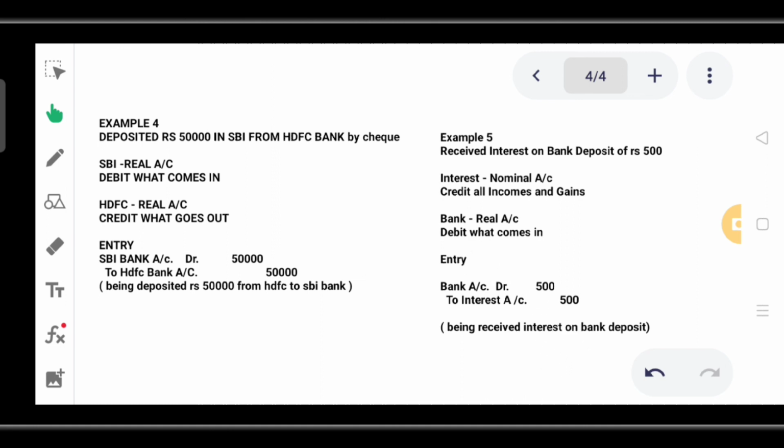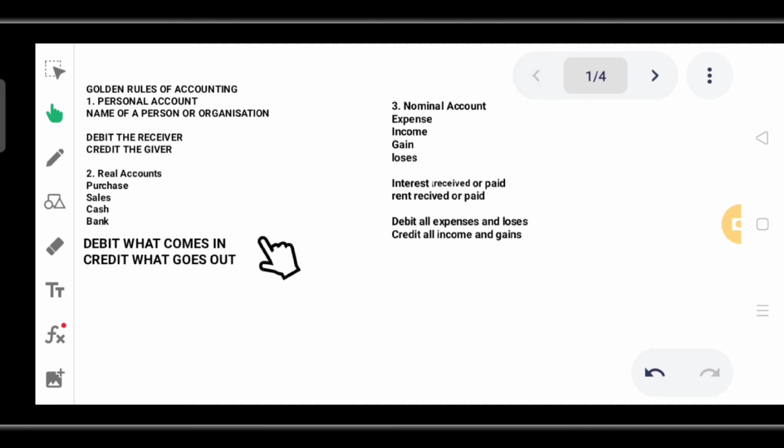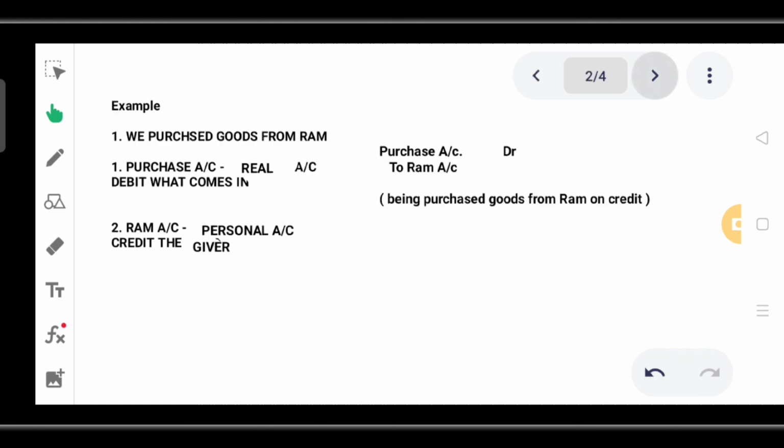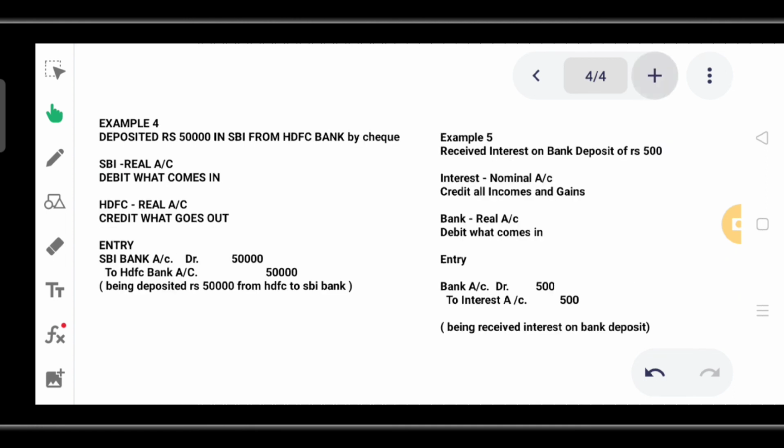Hope you all understood what we have learned today. We have learned the golden rules of accounting, and we have learned an example of purchase, example of sales, example of rent, a nominal account, example of bank to bank entry, and example of a nominal and real account, now interest on bank. So hope you all understood.